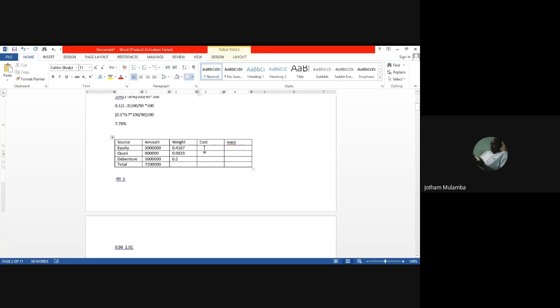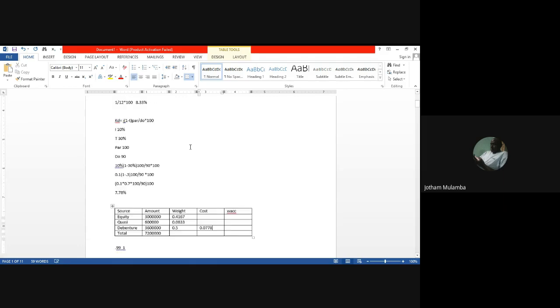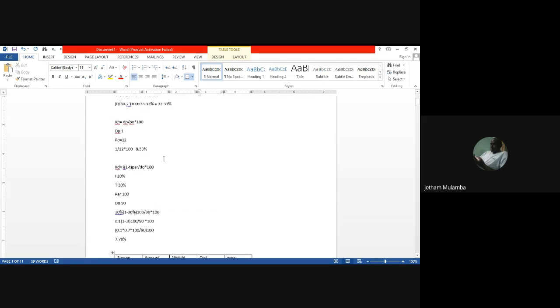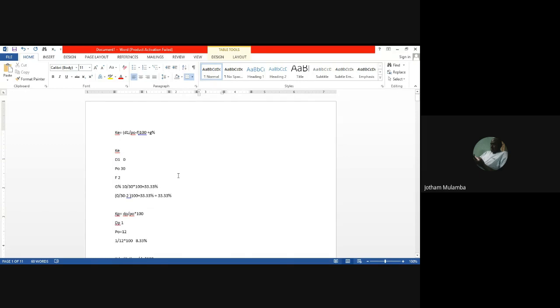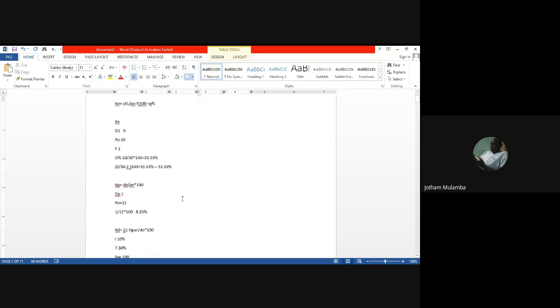So now cost, we insert the cost the way we have calculated. For example, the debenture we had calculated, we got 7.78%. But now because our weight is in decimal, we also convert that into decimal. So that will be equivalent to 0.0778. Now for quasi, or the preference shares, we had gotten 8.33, which is equivalent to 0.0833. Then equity, which is the ordinary share capital, we have gotten 33.33%.